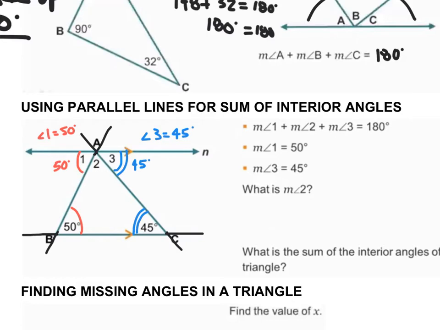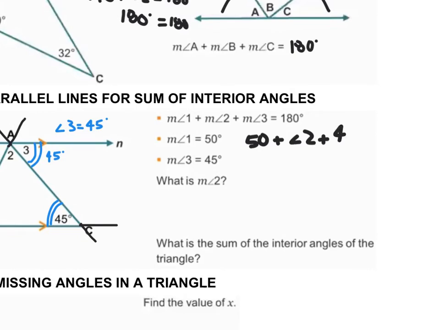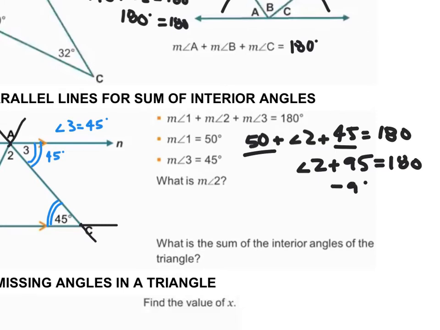Let's do 50 plus angle 2 plus 45 is equal to 180. Now, 50 plus 45 gives us 95, so angle 2 plus 95 is equal to 180. Subtract 95 from both sides, and do some algebra, and angle 2 is going to give us 85 degrees. So angle 2 is 85 degrees.